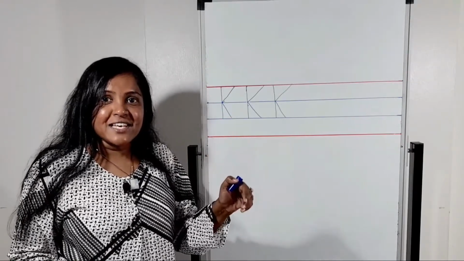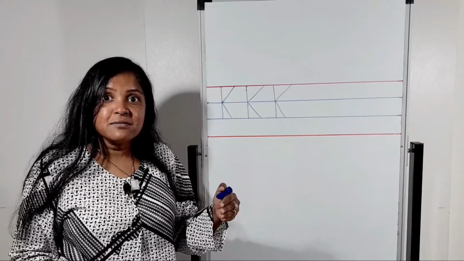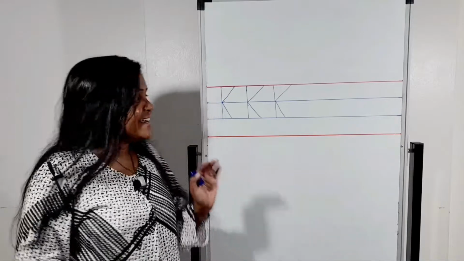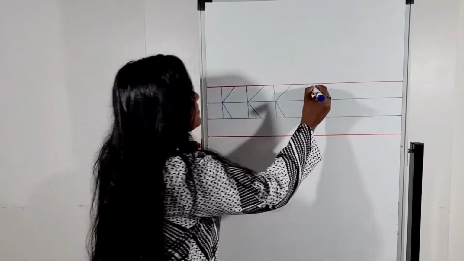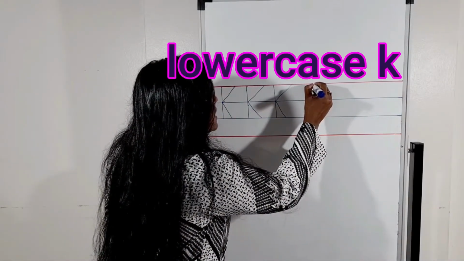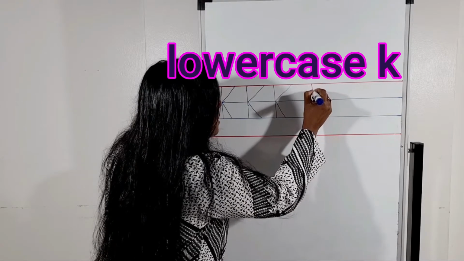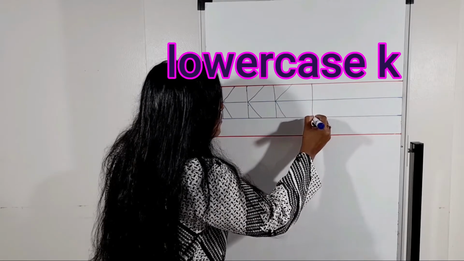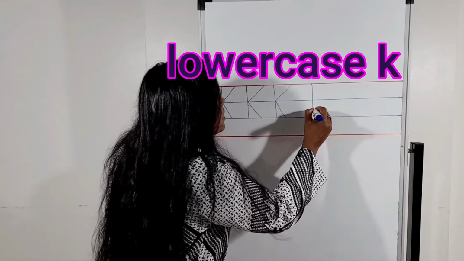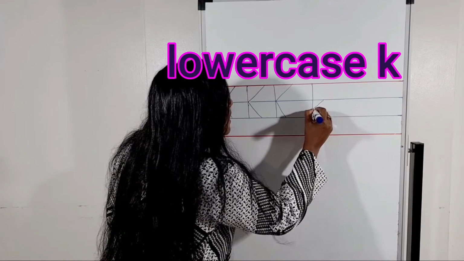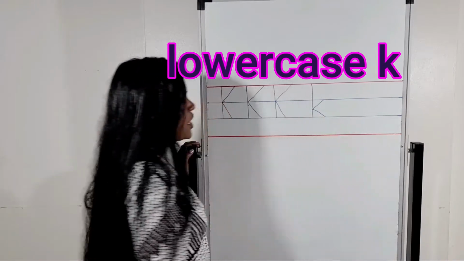Now let's see how to write lowercase K. Starts from the head line and it goes to the second tummy line, same way. Go to the middle of the 2 tummy lines and make a slanting line up and slanting line down.